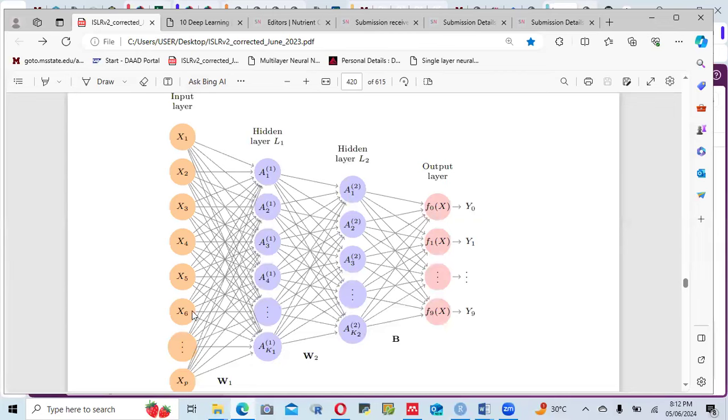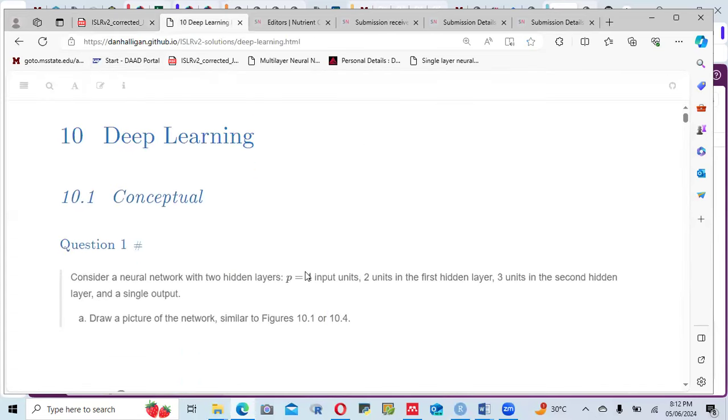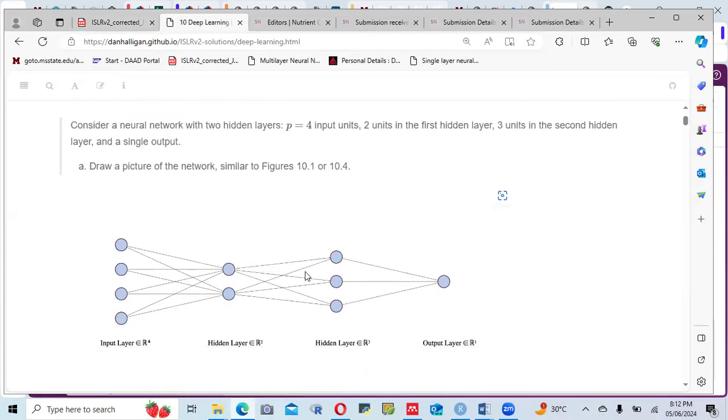This is the input layer. This is the first hidden layer. This is the second hidden layer. This is the output layer, which we are going to use in predicting the response variable. So if we go back to the solutions, here is our input layer, which has four units: 1, 2, 3, 4. That means the model has four predictors.